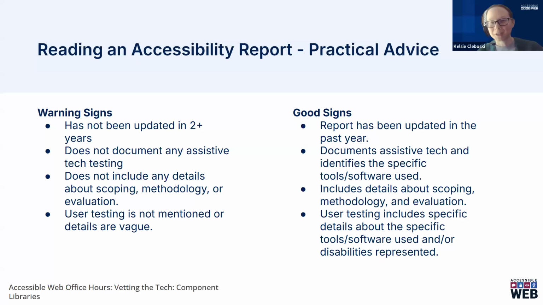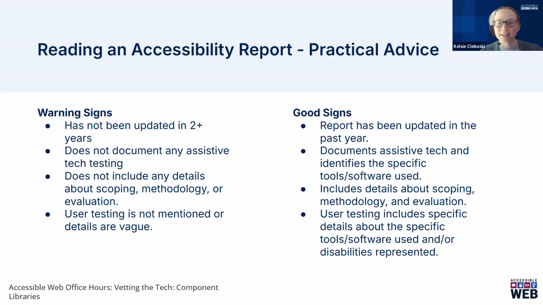Some practical advice when you're researching your component libraries is some advice I have for reading accessibility reports. They may offer an accessibility conformance report, often presented in a VPAT template, which stands for Voluntary Product Accessibility Template. I wanted to give some advice if you're not familiar with reading accessibility reports or haven't looked at too many of them. Some pieces to look at.